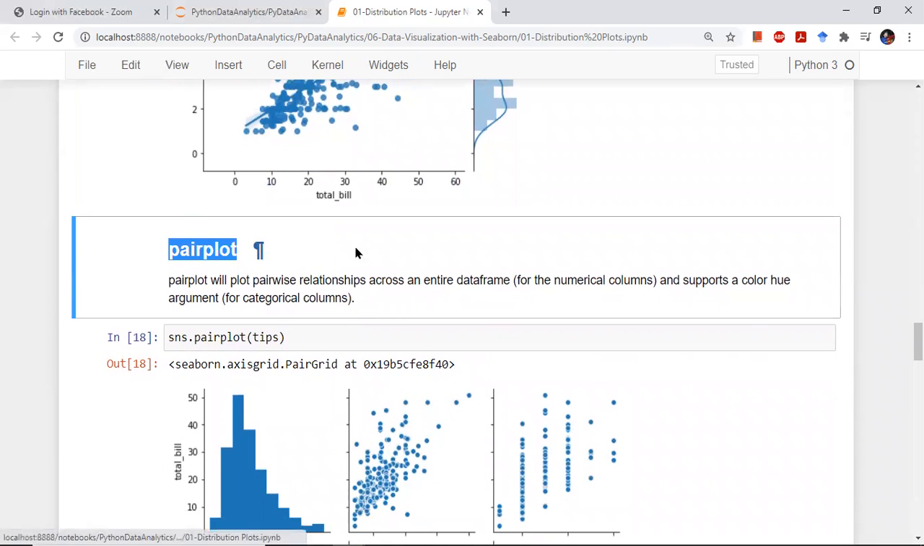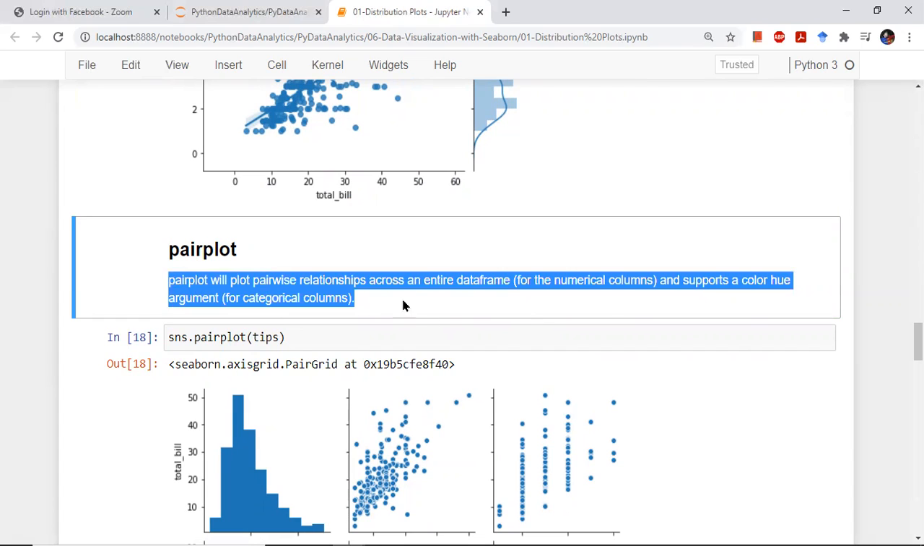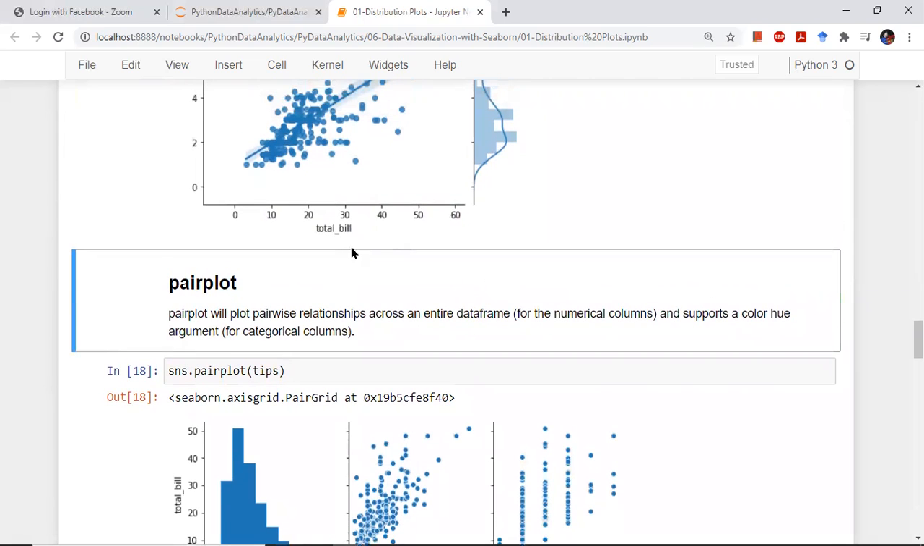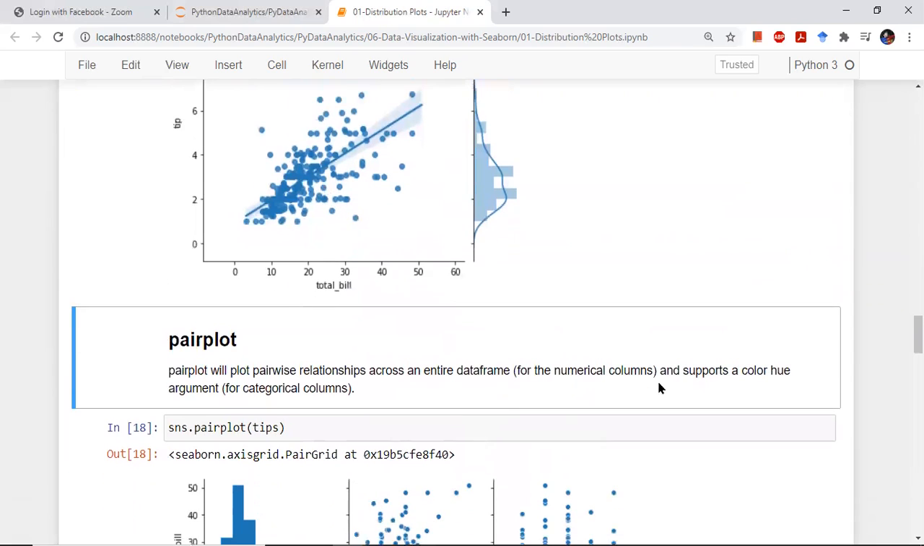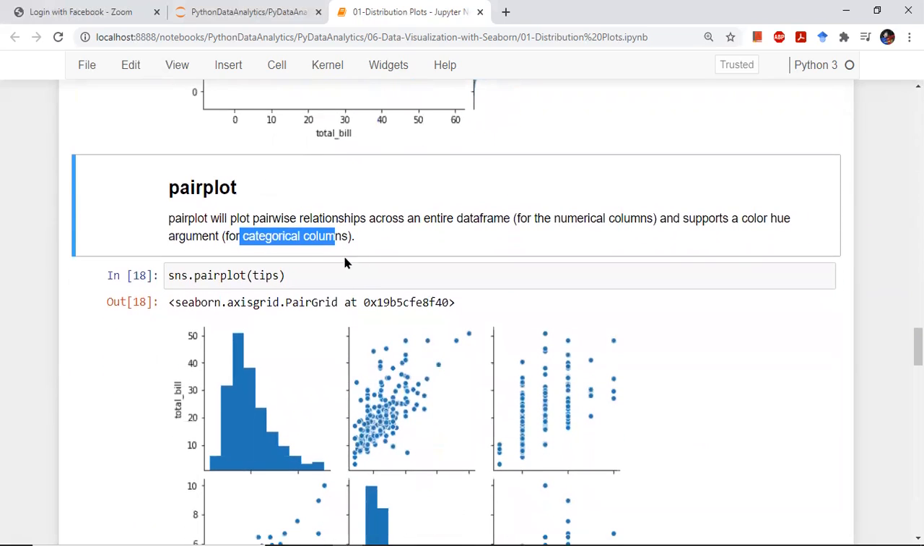The next kind of plot that we want to look at is called pair plot. Pair plot will plot pairwise relationships across an entire data frame for numerical columns, and support a color hue argument for categorical columns. So in joint plot, we are plotting two columns manually, like tip versus total bill. If we do a pair plot, it will plot all the columns with each other in just one line, and it will allow us to have a hue argument which can give information about categorical columns. So let's look at pair plot.